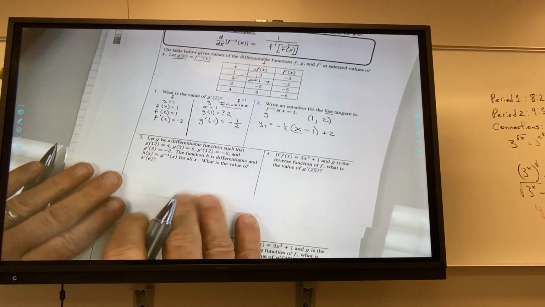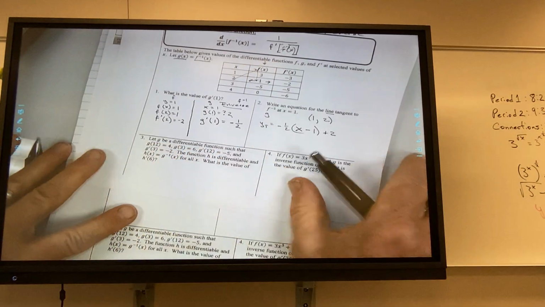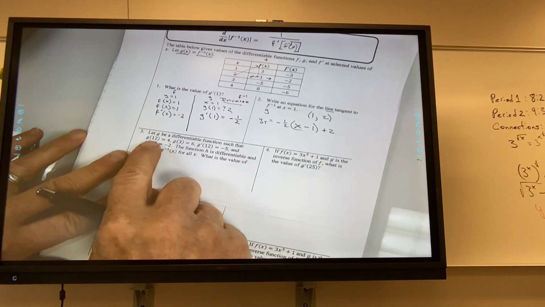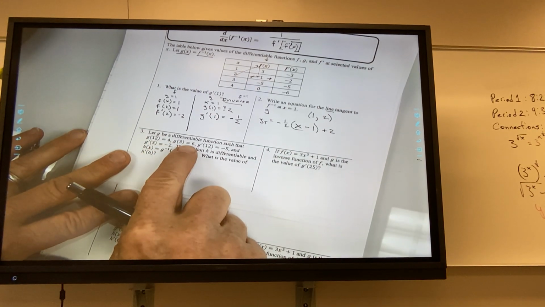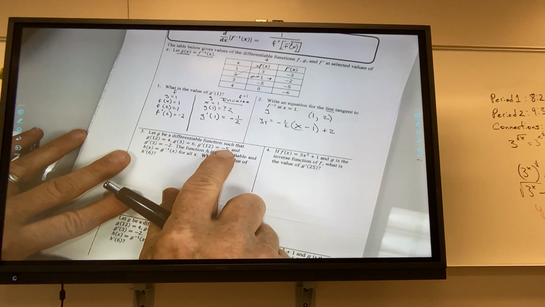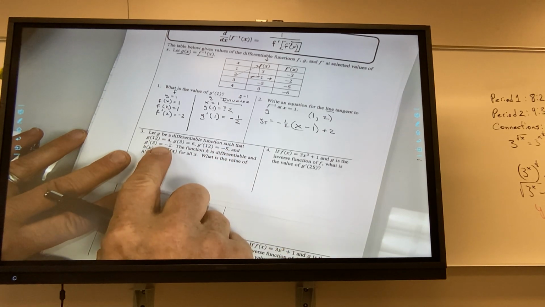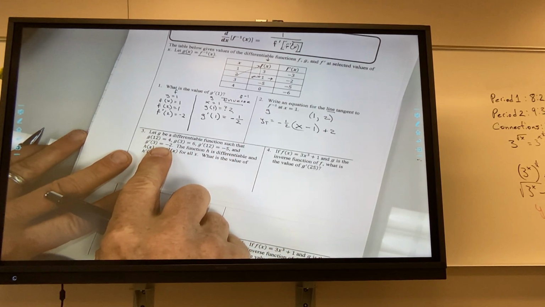It says let g be a differentiable function such that g of 12 equals 4, g of 3 equals 6, g prime of 12 equals -5, and g prime of 3 equals -2. I already got a headache. That's way too much stuff, Colin. It's scaring the bejeebers out of me.